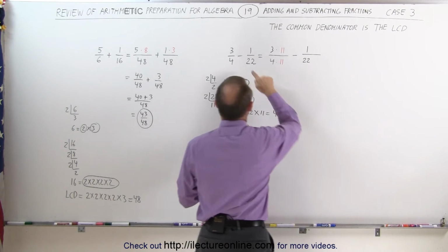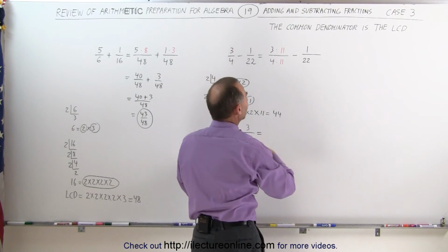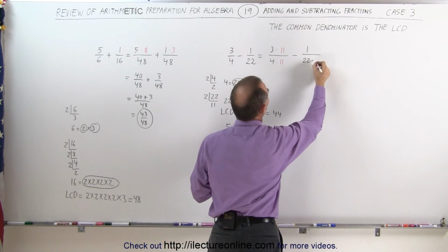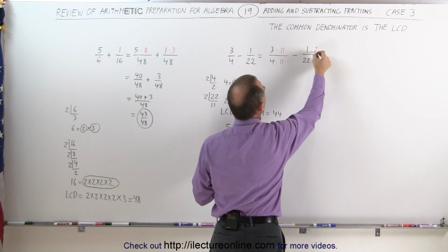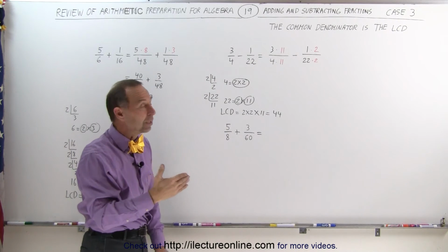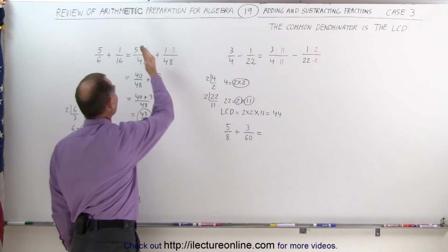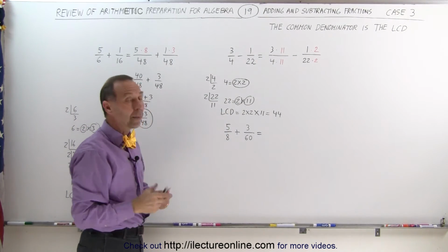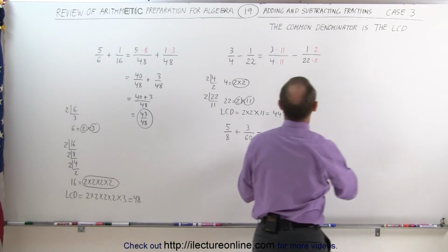What do I need to do to the denominator to make it into a 44? I need to multiply the denominator times 2, which means I must also multiply the numerator times 2. This is just to illustrate that I was doing the exact same thing to the numerator as the denominator, just like I did over here. Now I can go ahead and simplify things a little bit.